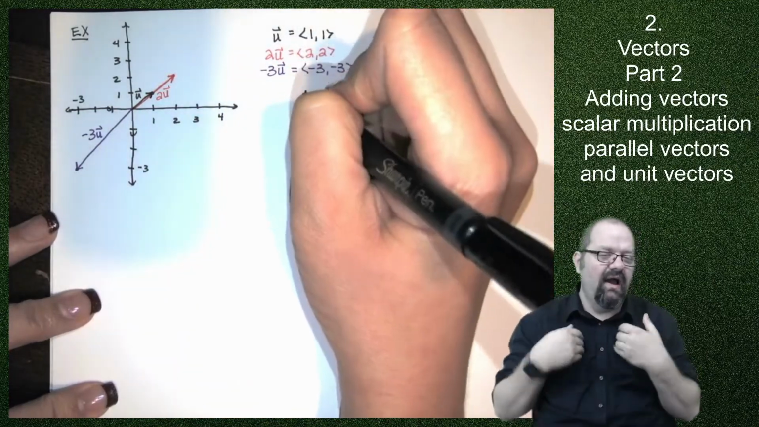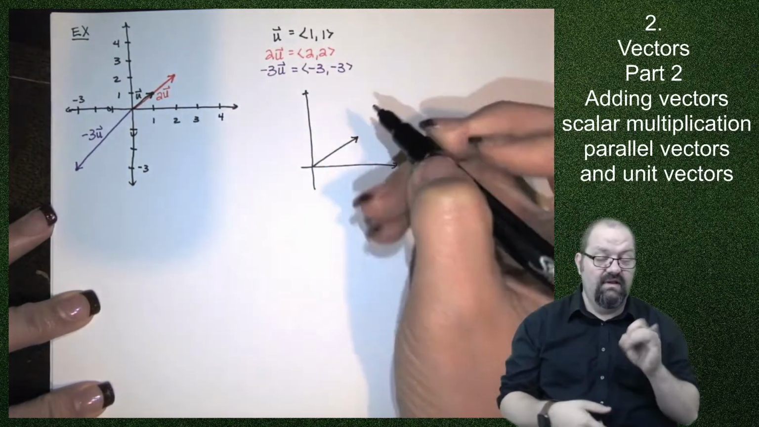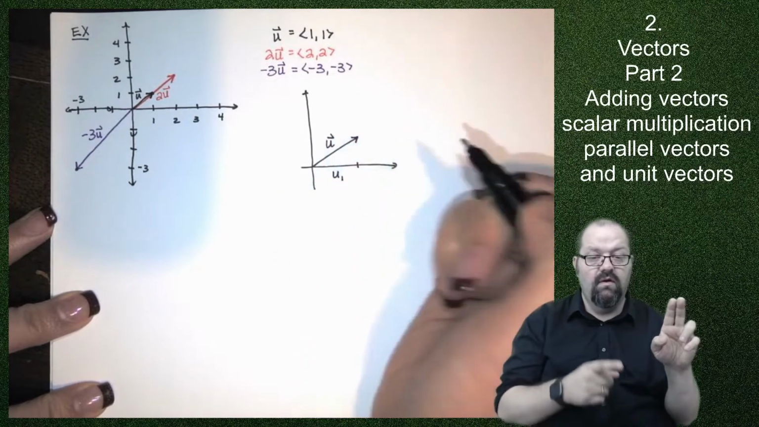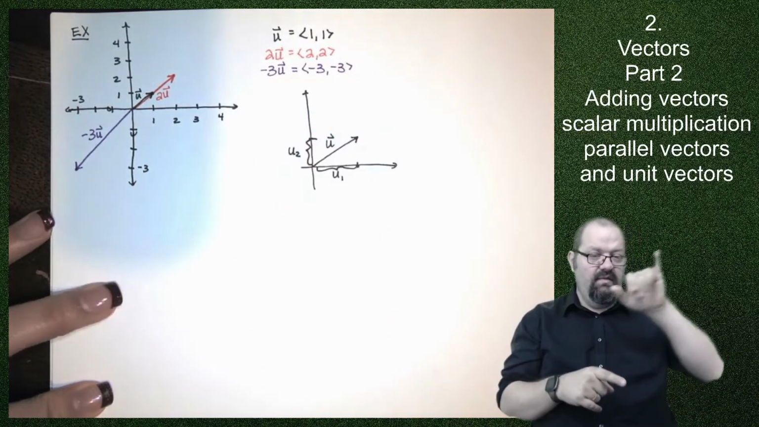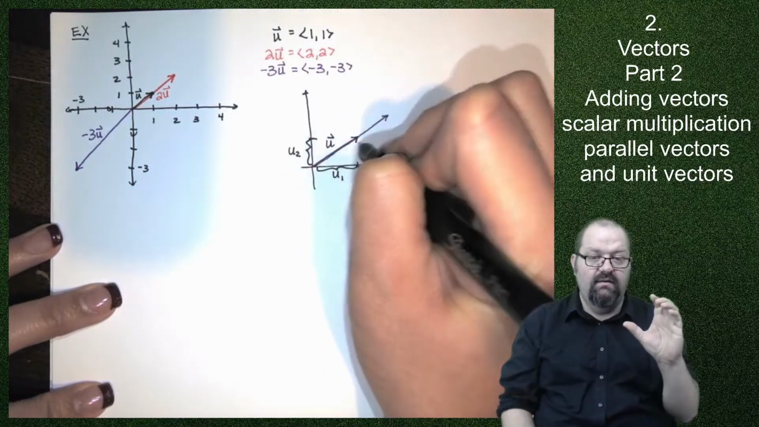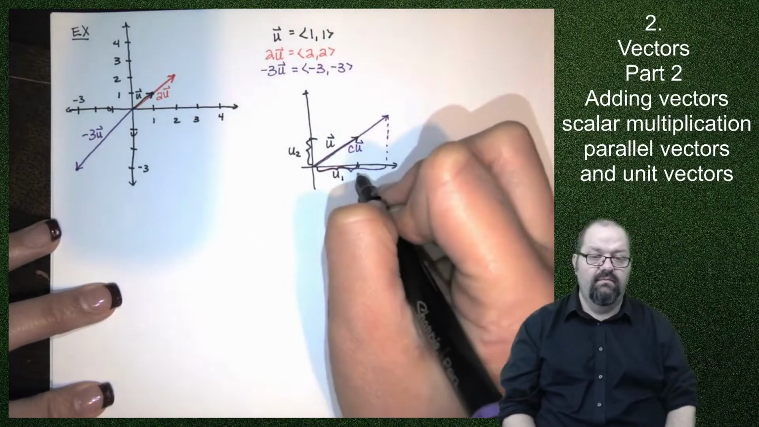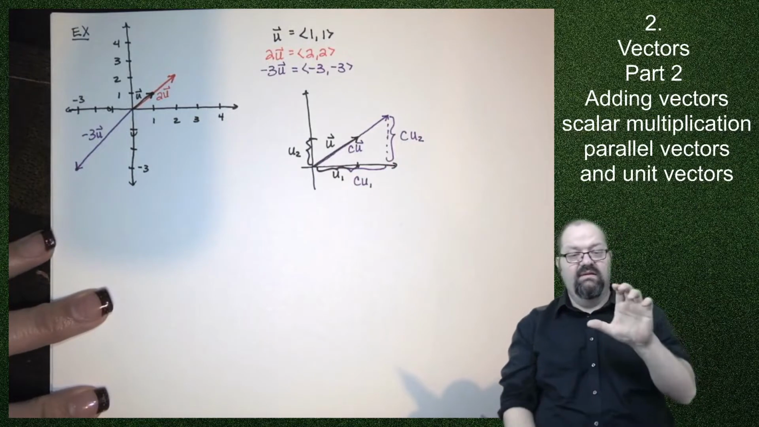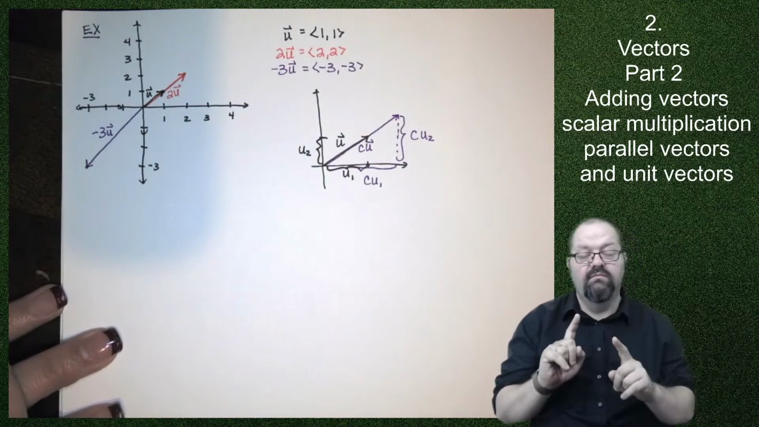In general, if this is the vector u, where this distance here is u1, and this distance here is u2, if I multiply it by a constant c, c times u looks like this, and this component is c times u1, and this component is c times u2. It's a little bit difficult to see in this case, but it's a little bit more obvious here when we've got the concrete example.